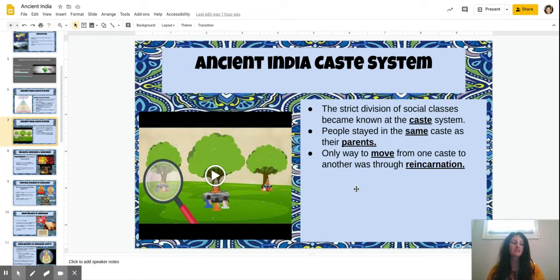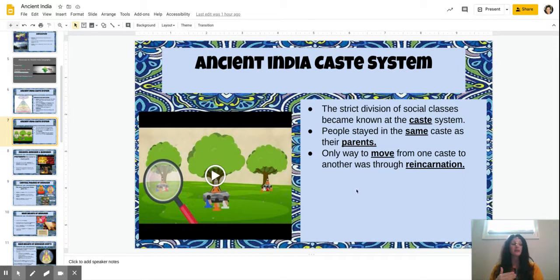Now, these divisions of social classes were really strict, and people stayed in the same caste that they were born in. So you were born into a caste, whatever your parents are. If your parent is a farmer, then you are going to be born into that caste, and when you grow up, you will be a farmer too. And there's no way to get out of the caste that you're born into except through reincarnation, which we talked about in the religion videos.